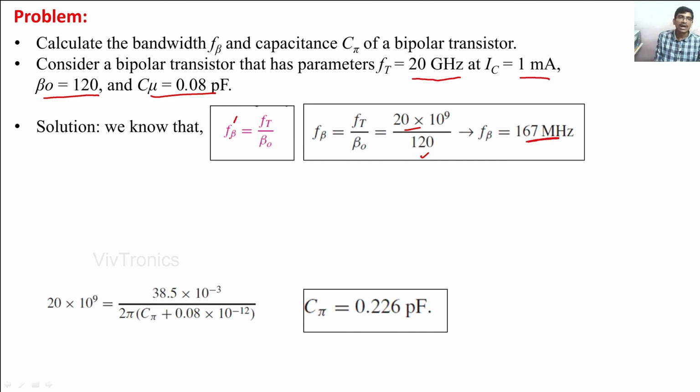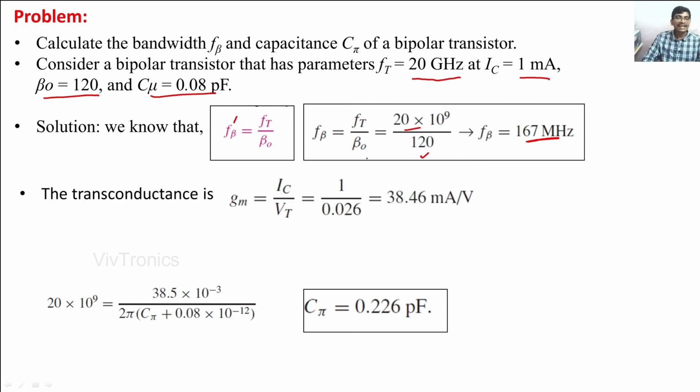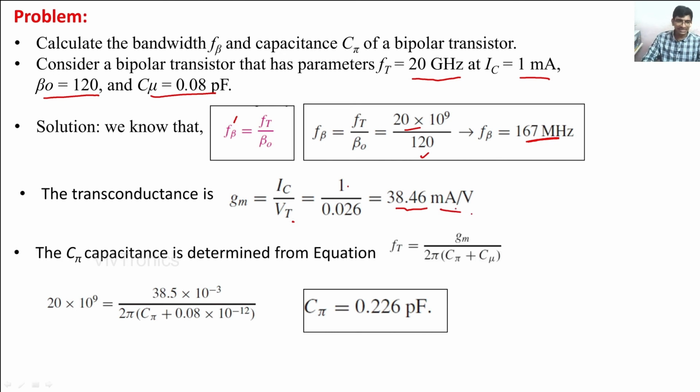That is the value of the bandwidth of the circuit. The transconductance gm will be equal to Ic divided by Vt. Here the Ic value was given as 1 milliampere and the Vt value is 26 millivolts at room temperature, which is 0.026 volts. Then the value will be equal to 38.46 milliamperes per volt. That is the gm, the transconductance of our amplifier circuit.